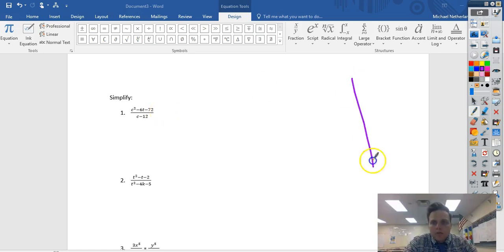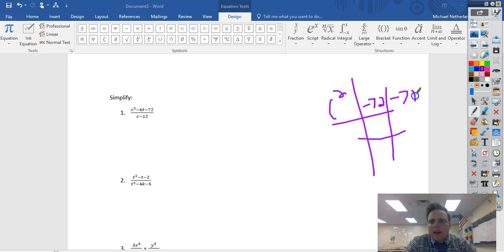So we open a tic-tac-toe box up, c squared, negative 72, multiply, we get negative 72c squared. And then negative 6t, so we're looking for two numbers that multiply to negative 72 but add to negative 6. We do some thinking.